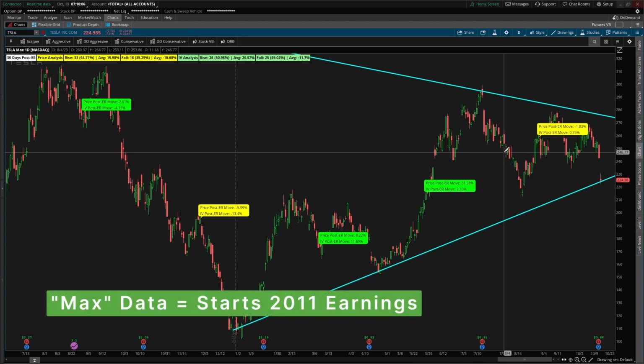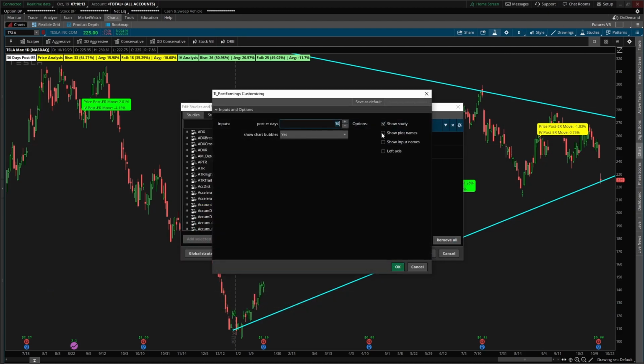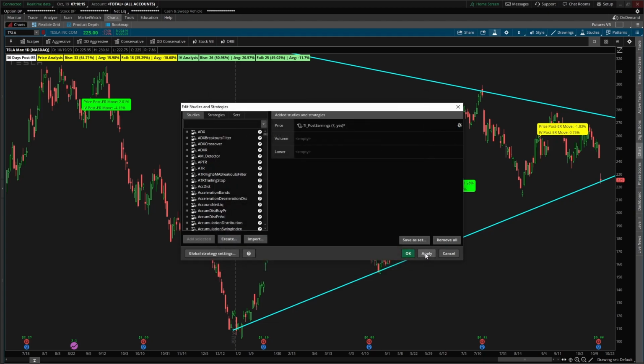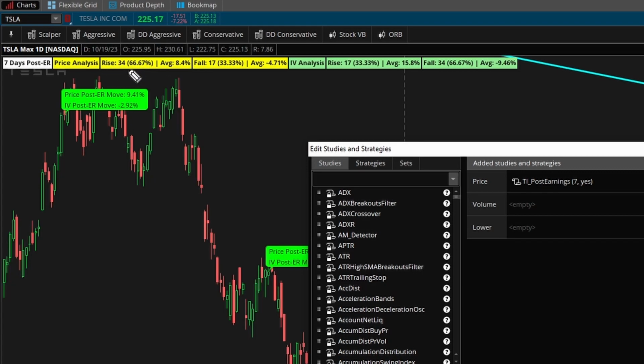So now we're using more data points to see, well, does the same pattern hold true? I'm going to start with the 7 days post-earnings patterns one more time. So let's change this to 7, apply, and now we take a look at the numbers up here. Now using the max available data, 7 days post-earnings, price tends to still rise right around 66% of the time. So it's not the same 70, but it's still pretty dang high. It's greater than 50-50 for sure.